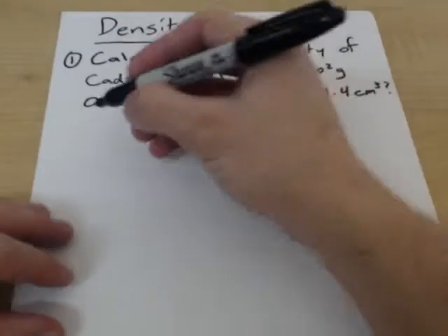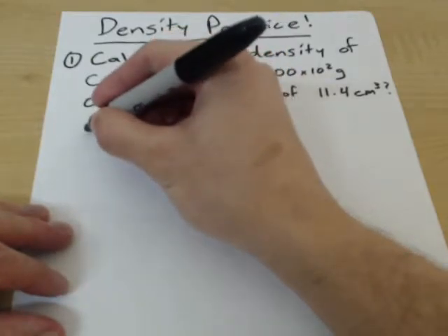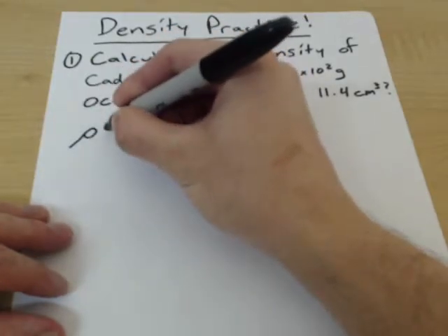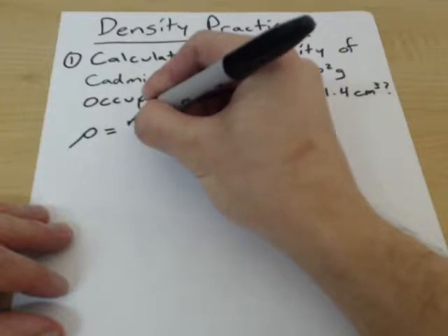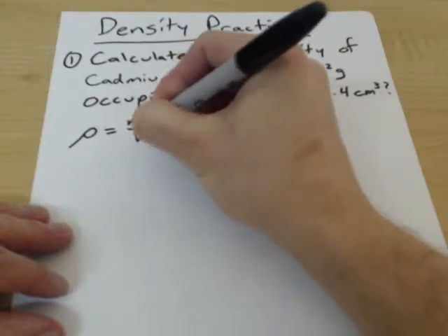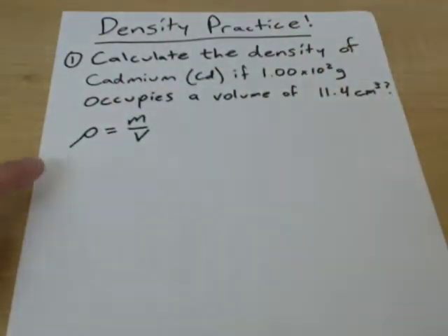So this is a very basic problem. It's just going to show us the formula. And the formula for density is rho equals mass over volume. This is the Greek letter rho, and it's the symbol for density that we're always going to use. It almost looks like an upside down D, if that helps you remember.